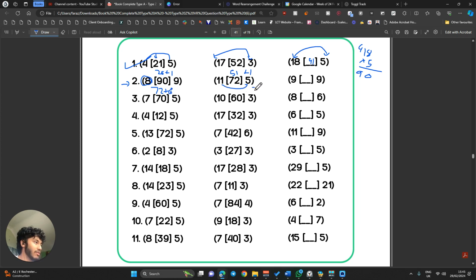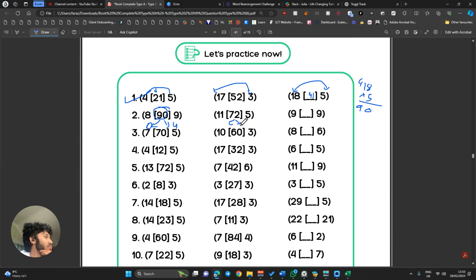So if we do 11 times 5, that's going to give us 55. If we add 11 to that, that's going to give us 66. So that can't be the rule. That means we have to look for something else. 12 and 6.